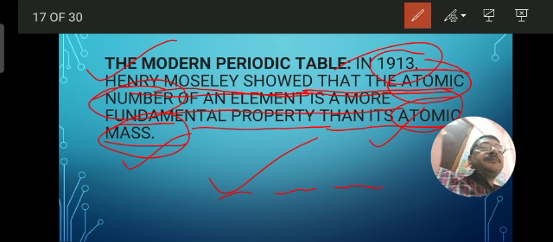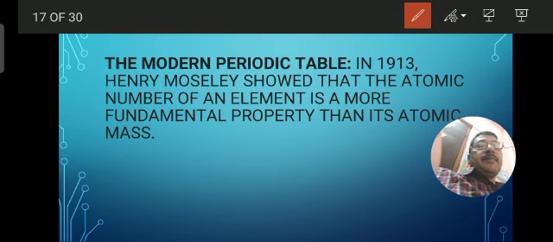number of valence electrons in the valence shell. Elements having the same number of valence electrons in the valence shell are kept in the same group. So that is why it was decided that it is the most fundamental property, and it can be used for the classification of elements. Okay, the basis of the classification of elements.